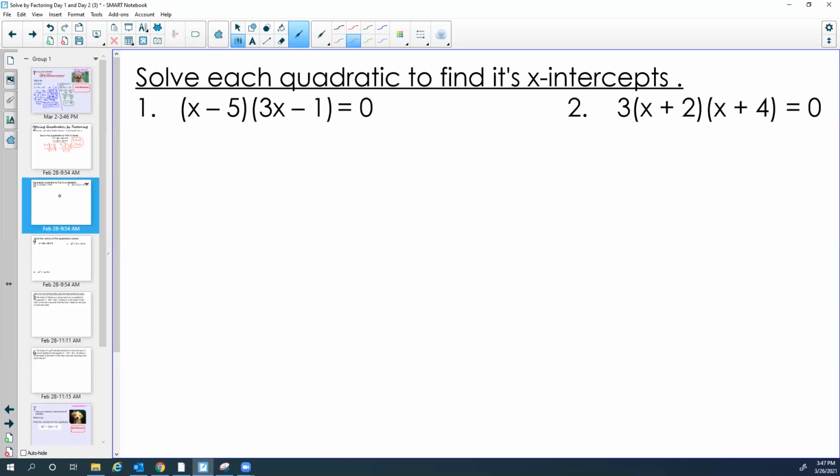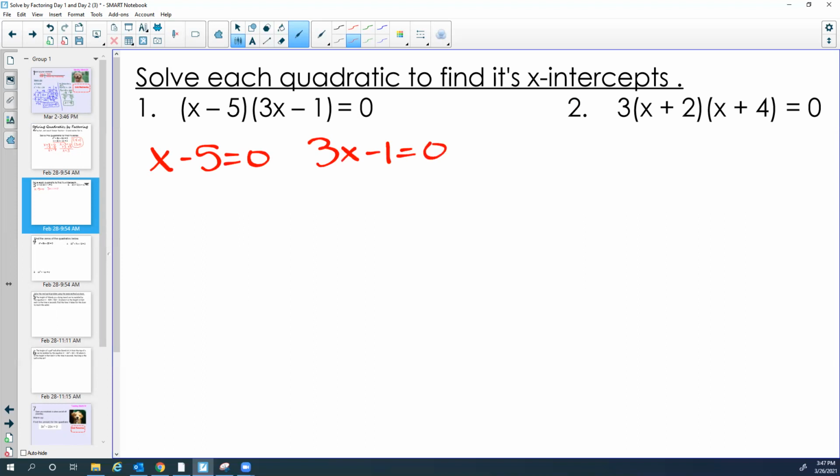All right, pause the video. Why don't you guys try the first one? All right, so the good news on these is that they are already factored for us. All we have to do is find what the x-intercepts are. So x minus 5 equals 0, 3x minus 1 equals 0.